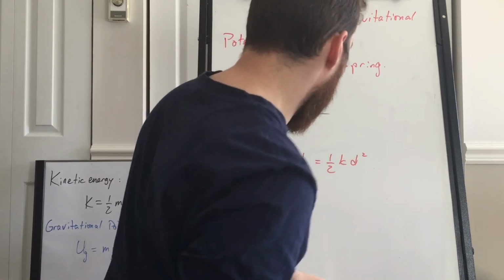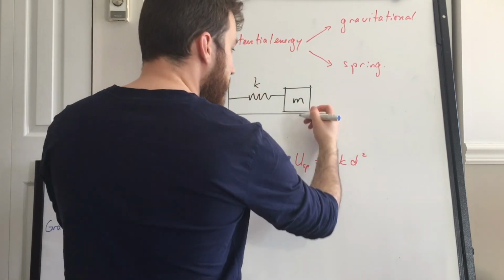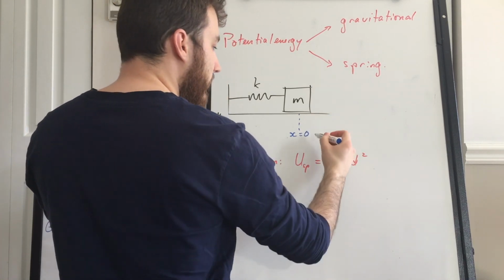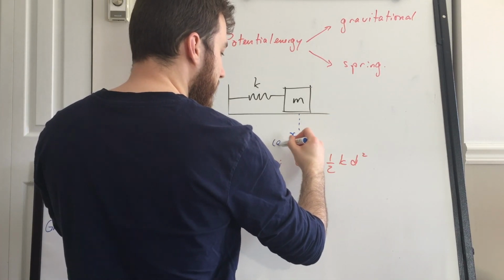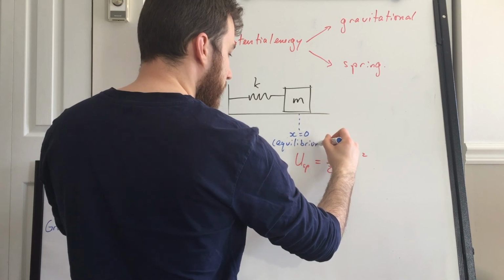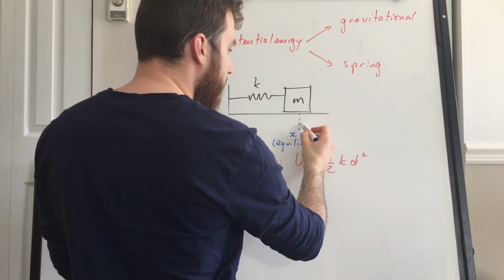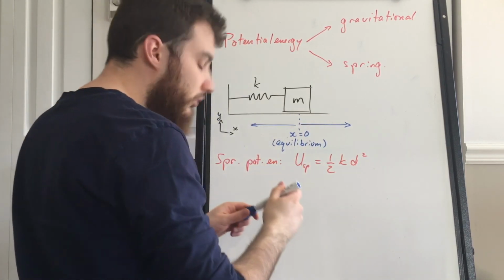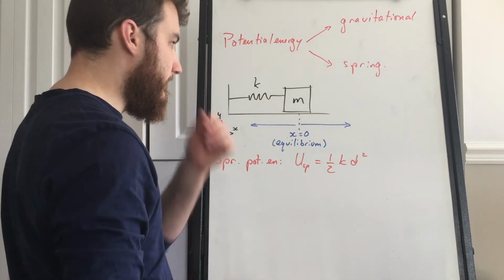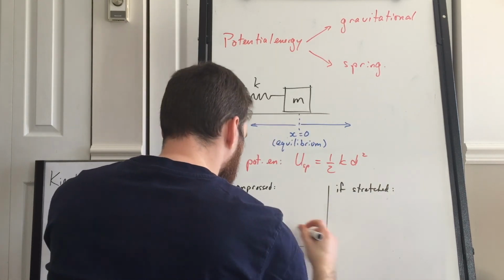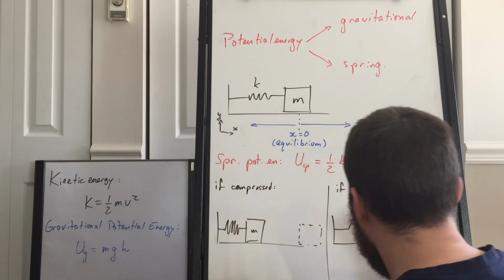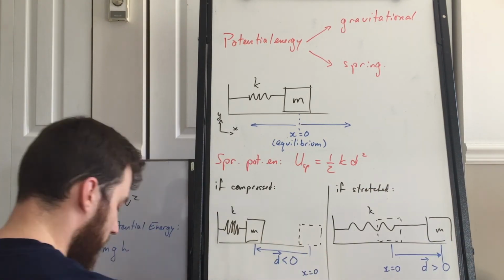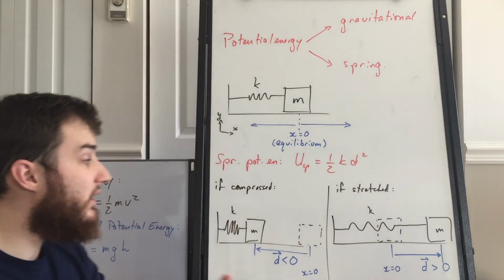So usually we define x equal to 0 where we have equilibrium. Anything that goes to the right or to the left will be a displacement d. We have the following two cases that we can have.